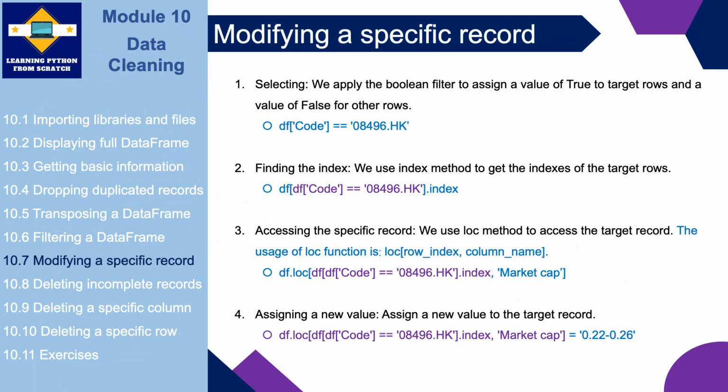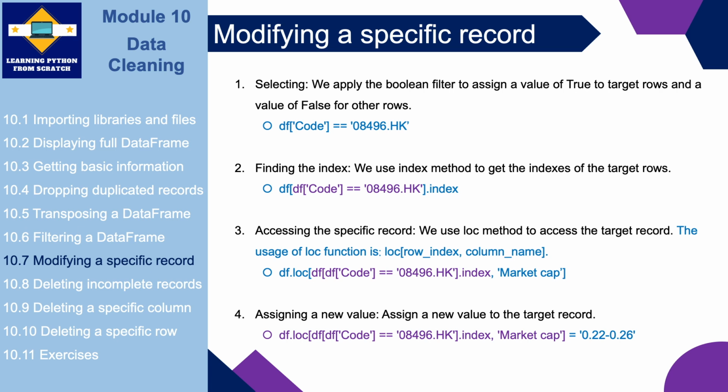We can actually break down the code in the following sections. First, selecting. We apply the Boolean filter to assign a value of true to target rows and a value of false for other rows. So here, df code equal sign 08496.hk are actually referring to this selecting process. Then we're going to find its corresponding index. We use the index method to get the indexes of the target rows.